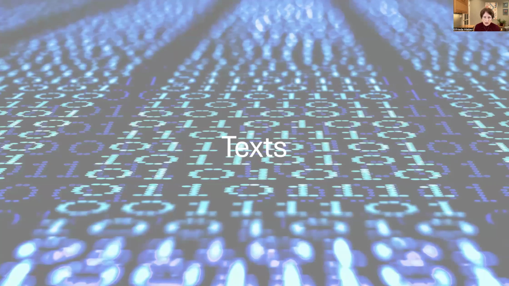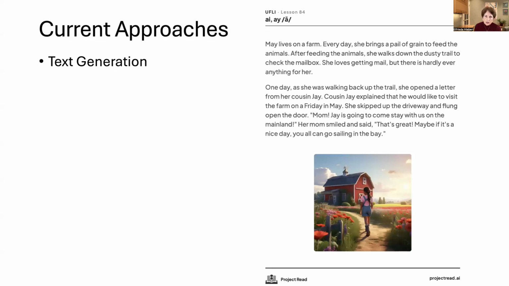Okay, the next topic is texts. The current approaches in AI, so we can go to websites and get texts that are claimed to be generated around particular phonics patterns. In this case, the developer Project Read has generated text that correlate with the University of Florida's literacy intervention. And as you can see, in this case, it actually has a picture.